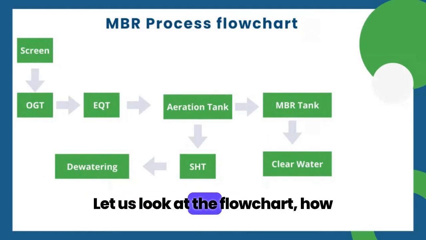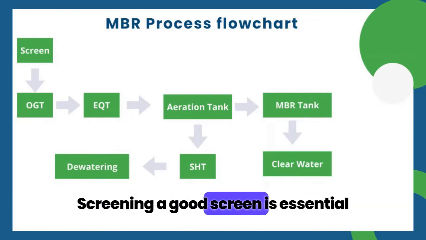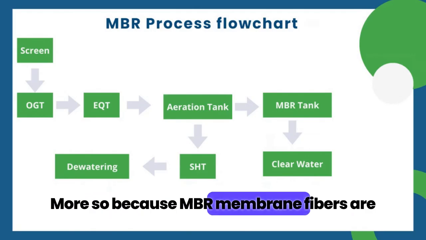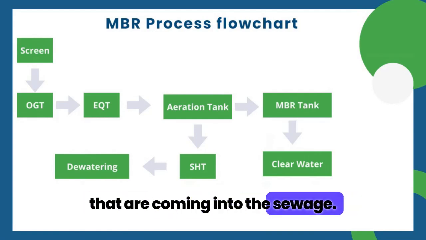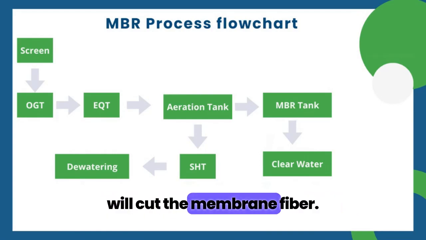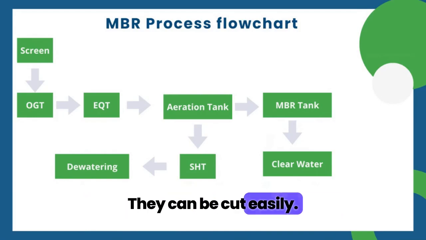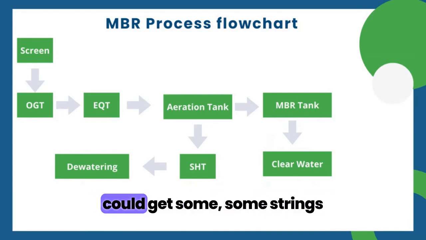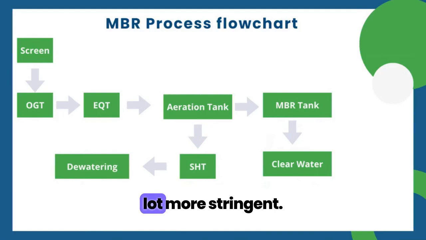Right, let us look at the flow chart. How water flows, how sewage flows. Screening. A good screen is essential for any biological process, more so because MBR membrane fibers are exposed to physical particles that are coming into the sewage. Any physical particle brushing by will cut the membrane fiber. Membrane fibers are very small, less than 1 mm in size, right? They can be cut easily. Although they are made of strong materials, they can still be cut, right? Accidentally, some particles could get in, and some strings can get torn away also. So your screening has to be a lot more stringent.